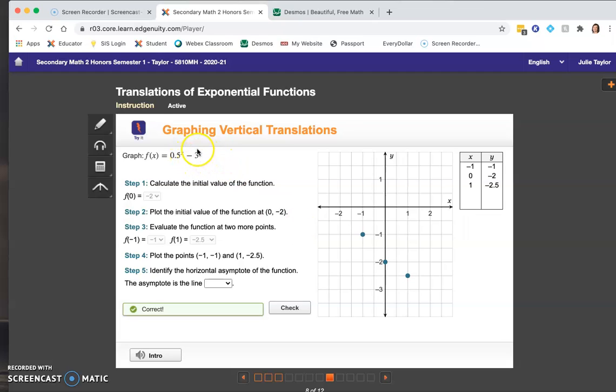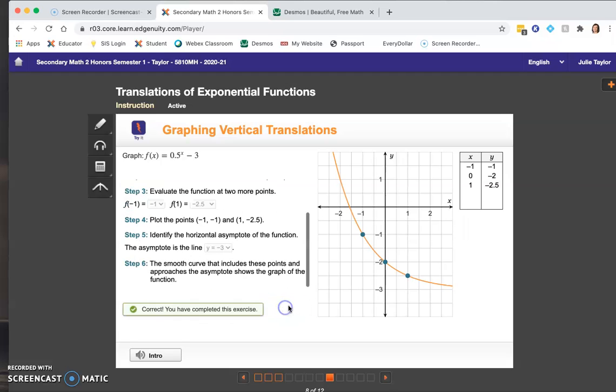Whatever we shift it down, that's going to be the asymptote. So y equals negative 3. And then when we draw that line, we can see it approaches negative 3 but never crosses. So our range is going to be y is greater than negative 3, and the domain is going to be all real numbers.